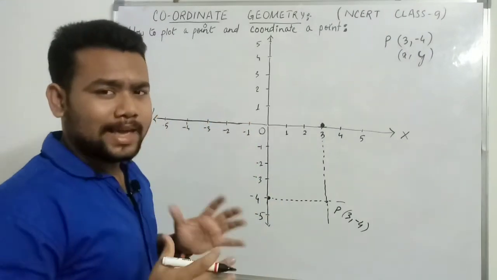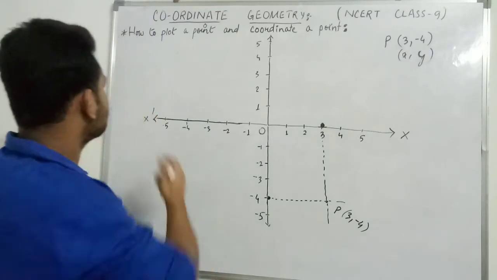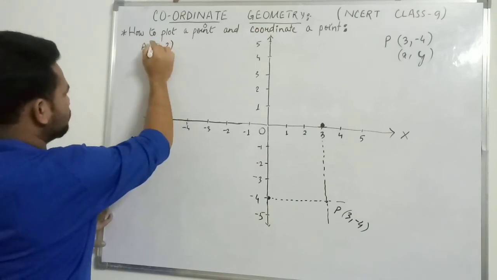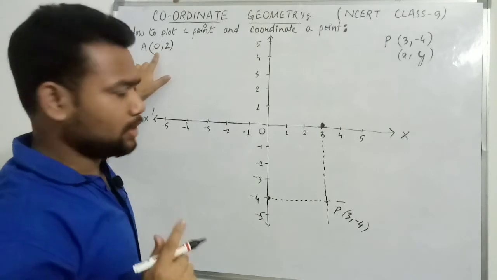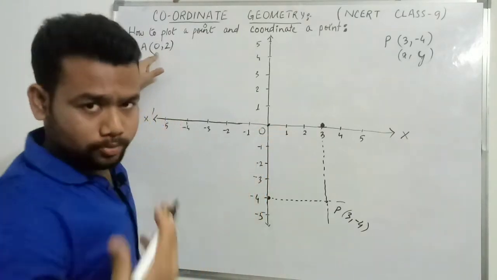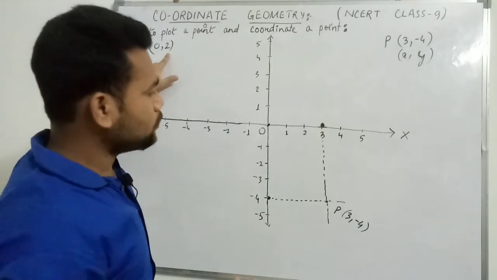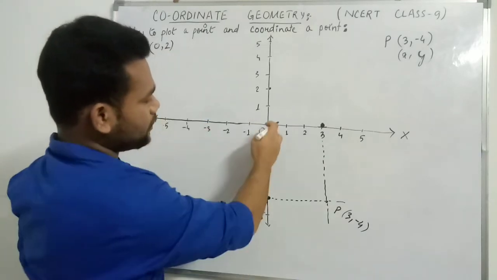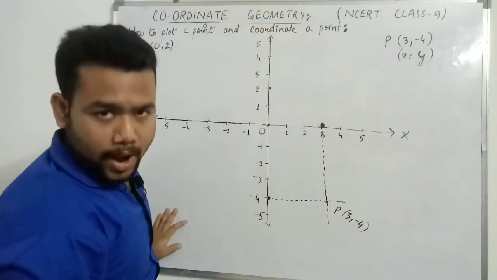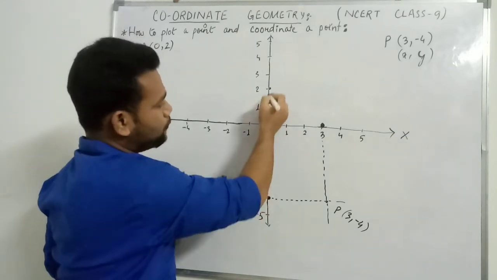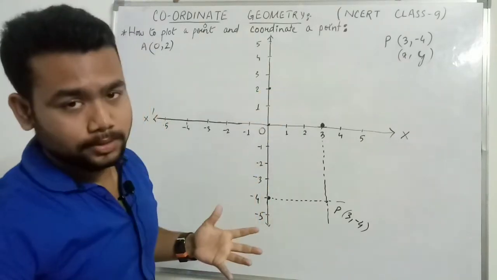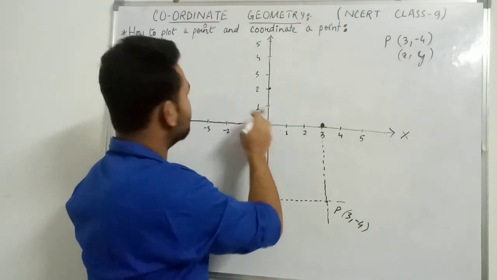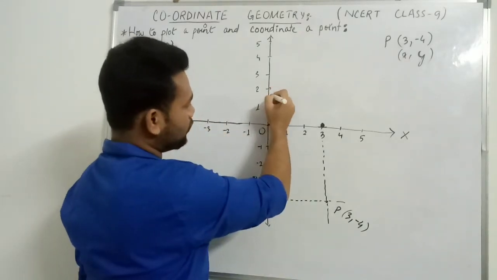Let's take another example to make this clear. Suppose A is (0, 2). Now, x is 0. Where is 0? This is the 0 point. Now y is 2. Where is 2? This is 2. Now see, this is on the same y-axis. So the required point will be what? X has no distance, the distance of x is 0. And secondly, 2 is above on the y-axis, so which will be the required point?